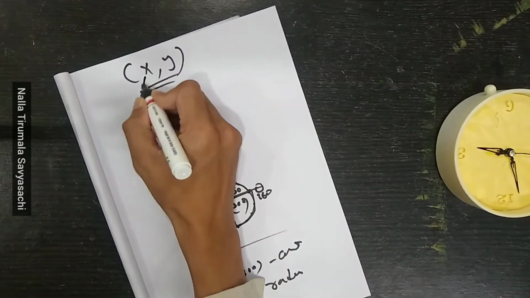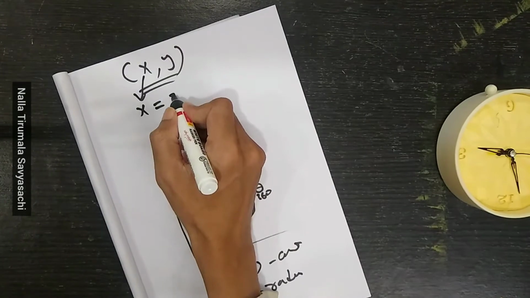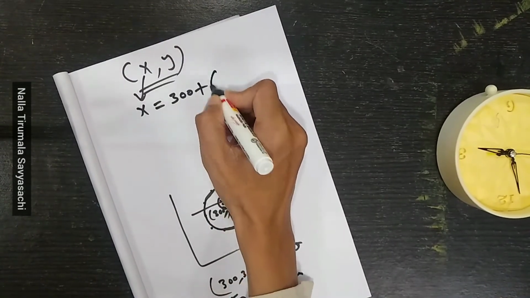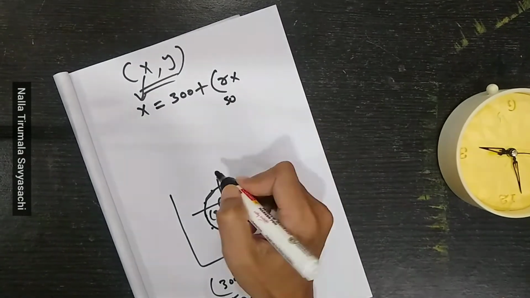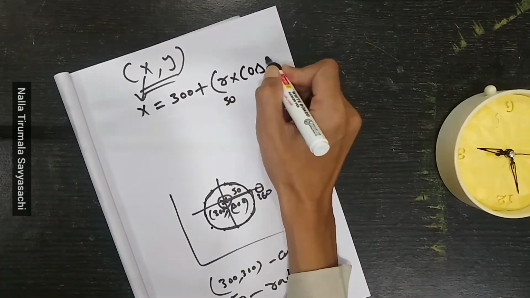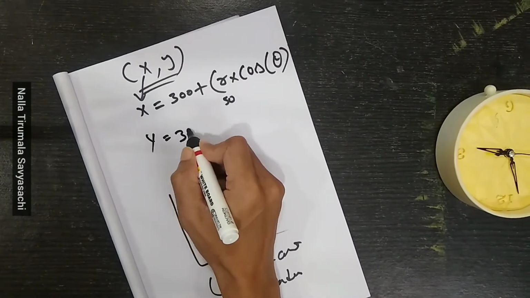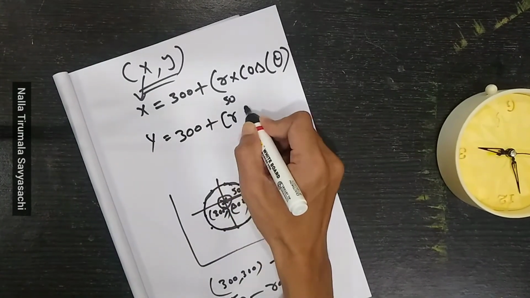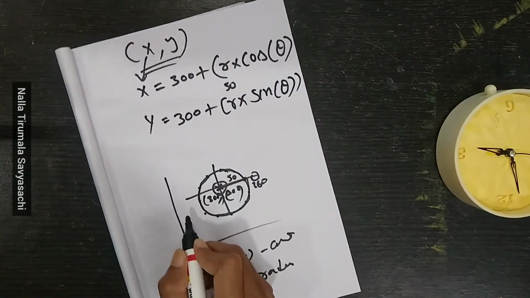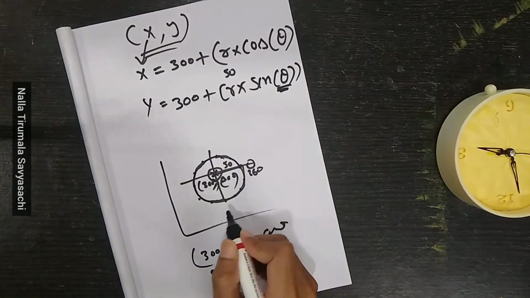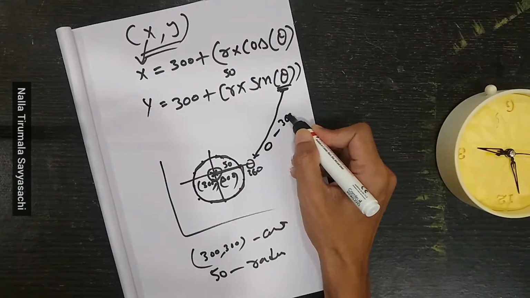x equals, what is the center point? 300 is my point, and r is the radius, in this case 50, multiplied by cos theta. In the same way, y equals 300 plus r multiplied by sin theta. So what is meant by theta here? Theta is from 0 to 360 degrees.